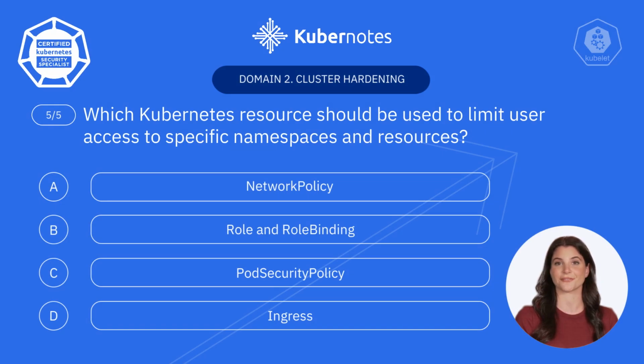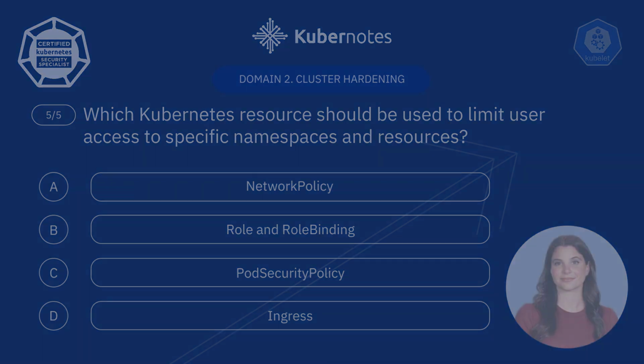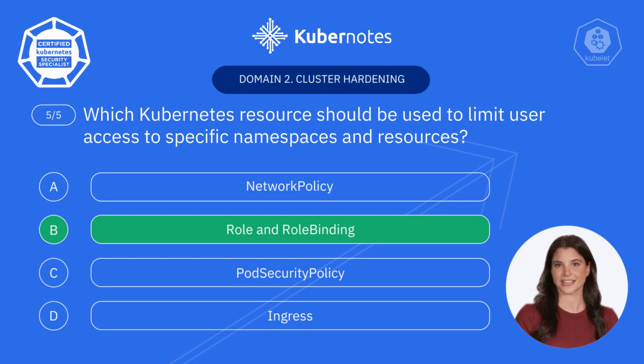Finally, question 5. Which Kubernetes resource should be used to limit user access to specific namespaces and resources? A. Network policy. B. Role and role binding. C. Pod security policy. D. Ingress. You nailed it. It's B.